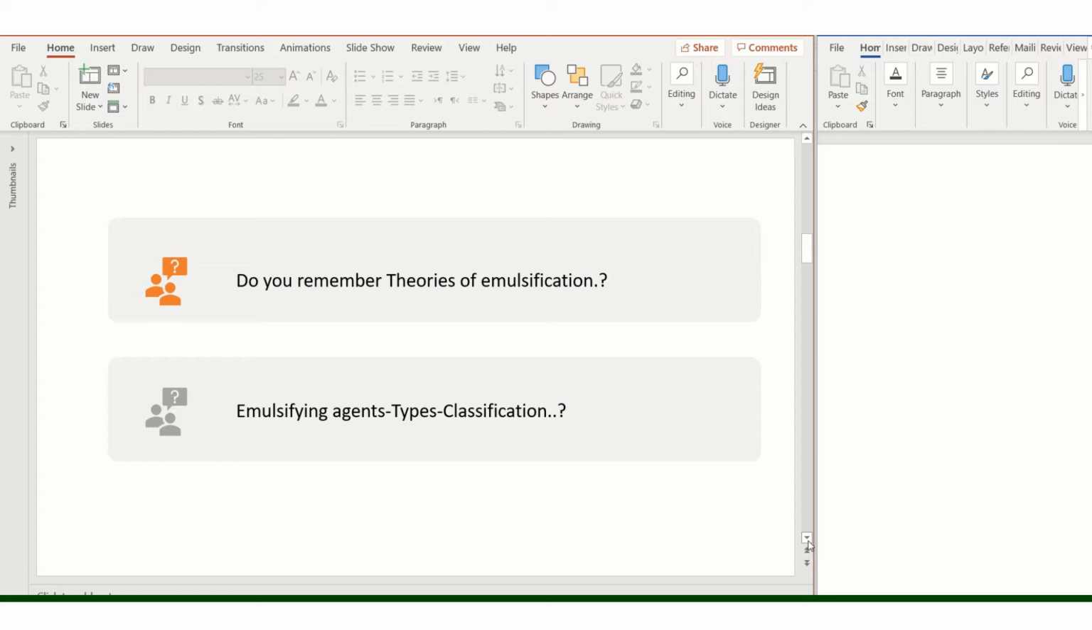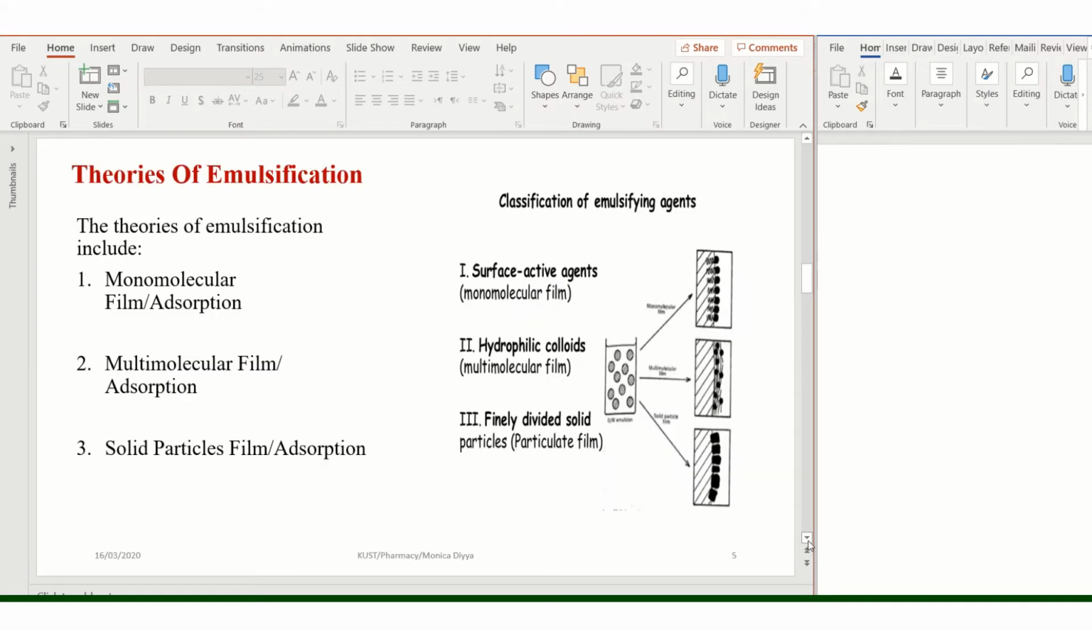Now we'll be discussing in brief the various theories of emulsification. I'll not take much time discussing the theories, but our aim is to focus on the instability parameters and how we can encounter those instability problems during the formulation of an emulsion. But before we get into that, we need to brush up the basics, right? Now, let's discuss the theories of emulsification.